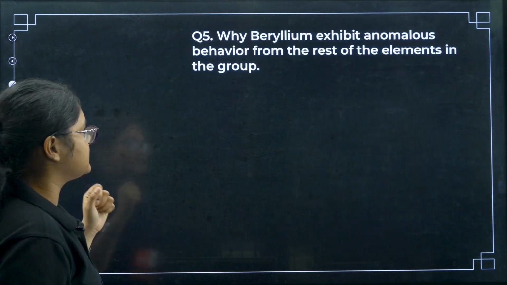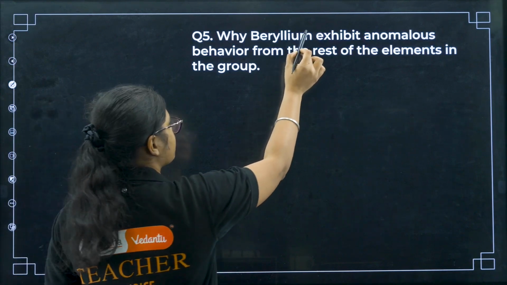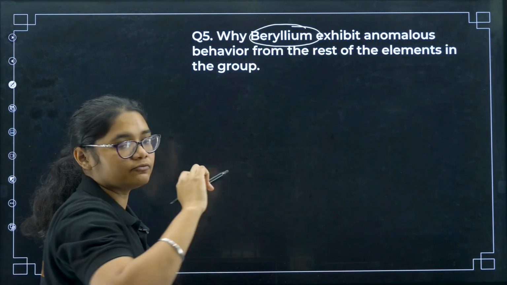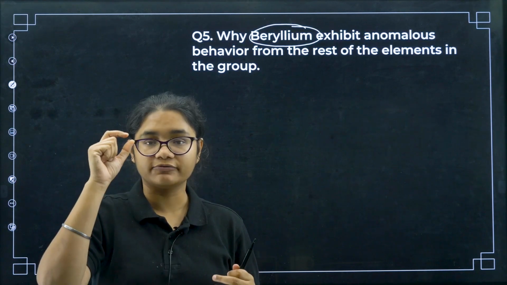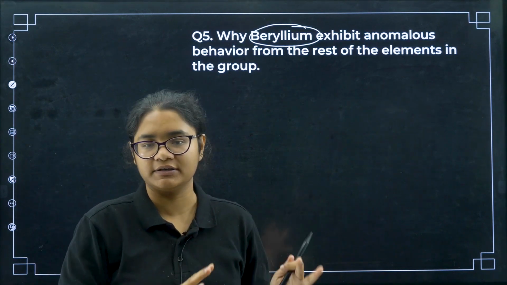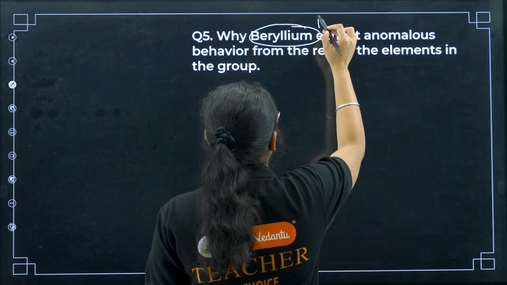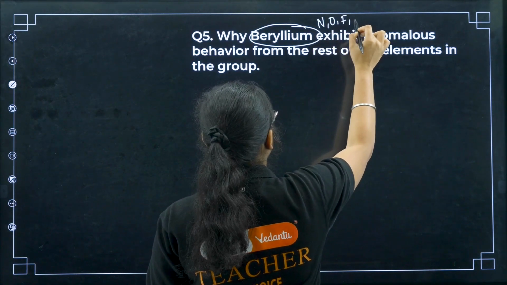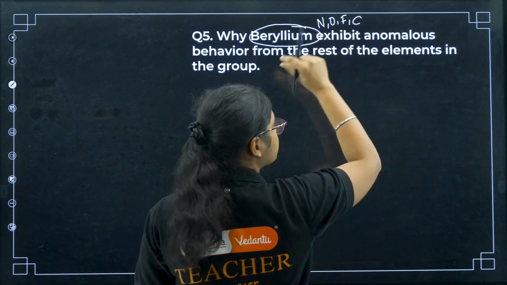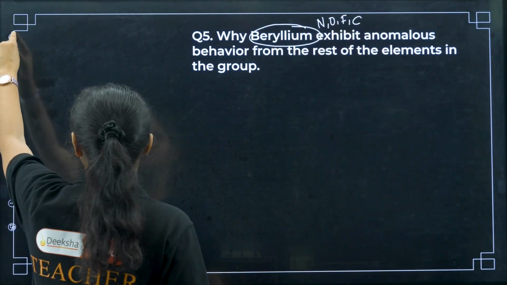Next, why does beryllium exhibit anomalous behavior from the rest of the elements in the group? Now this question can be for the first element of any group, so it is applicable to any of them. It can be beryllium, it can even be, for example, nitrogen, oxygen, fluorine, carbon. All the first members of any group have this anomalous property. What is the reason for that?